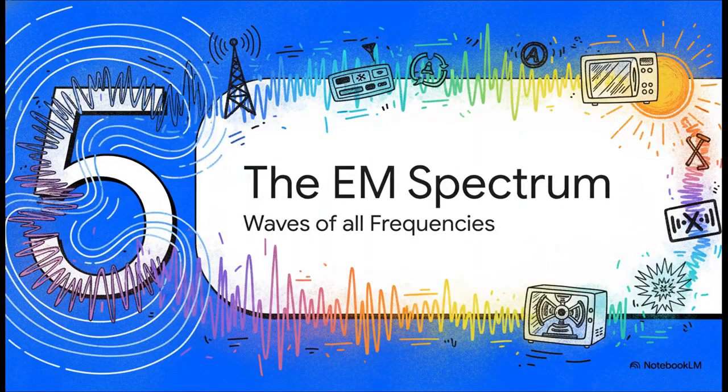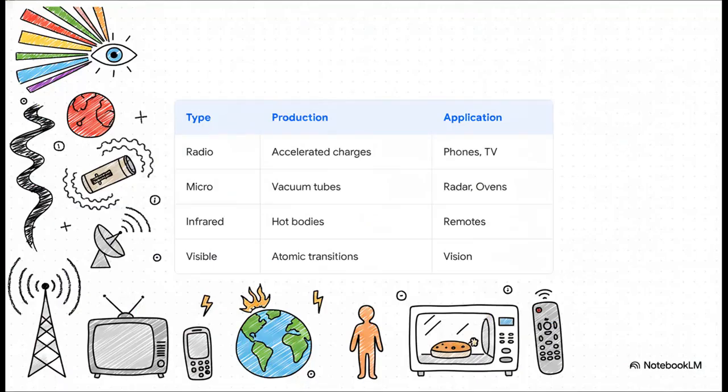Section 5. The electromagnetic spectrum. Knowing that light is just a wave, we can see it's part of a much bigger family. From the radio waves carrying your phone calls, which are produced by accelerating charges in wires, to the microwaves generated by vacuum tubes heating your food, this spectrum literally dictates modern life. As we move up in frequency, we hit infrared waves radiating from hot bodies, which warm our planet. And right in the middle, visible light, born from atomic transitions. It's the only part of this massive spectrum we can actually see with our own eyes. There are no sharp borders here. It's just one continuous spectrum stretching from massive radio waves all the way down to tiny gamma rays.